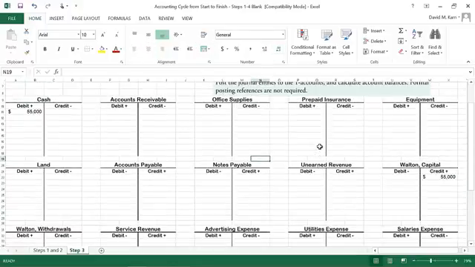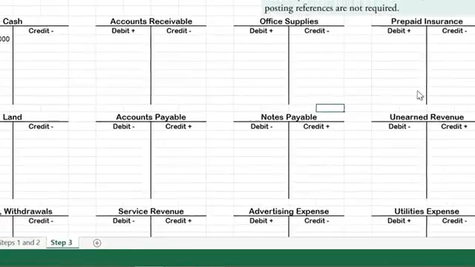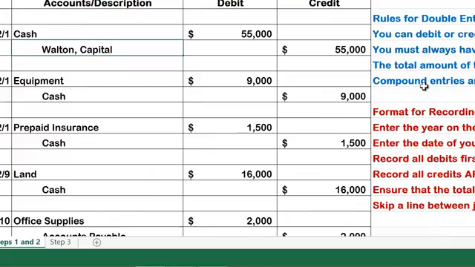Okay, so now that we've got that set up, notice that we've posted our very first journal entry to the general ledger T accounts. So notice that both cash, in this case, has a proper balance of $55,000 and capital has a $55,000 balance. All right, now let's go to the second journal entry.